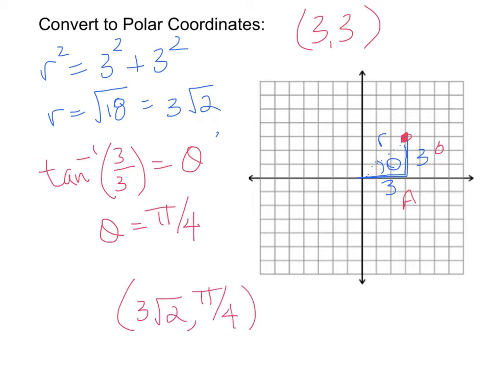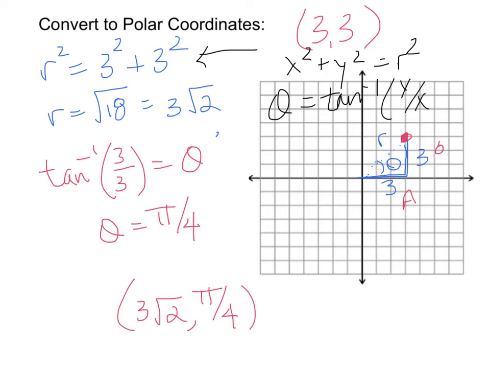So the conversion is really just always, you're going to start by doing the Pythagorean theorem with x and y: x squared plus y squared equals r squared. And the other one will be saying that theta is equal to the inverse tangent of y divided by x. And that's it. That's how you get those two. So it's just formulas, just plug right in.